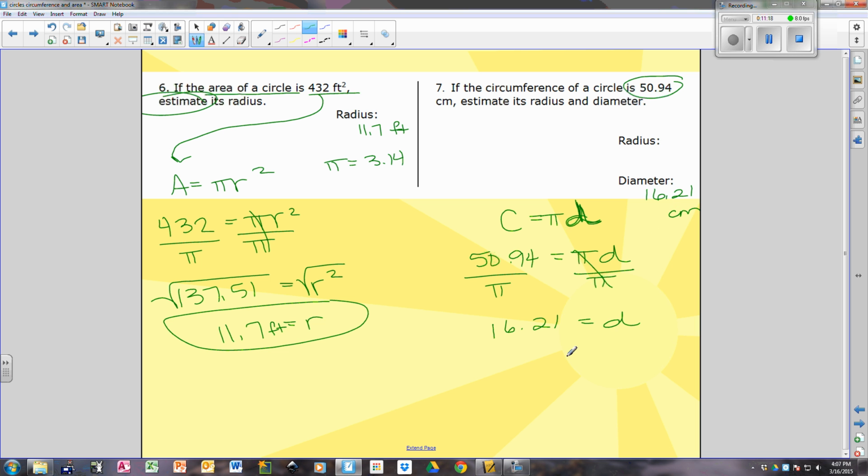And then if you just take half of 16.21, so divide the answer by 2, I get 8.11 for my radius. And that's also in centimeters. So working backwards.